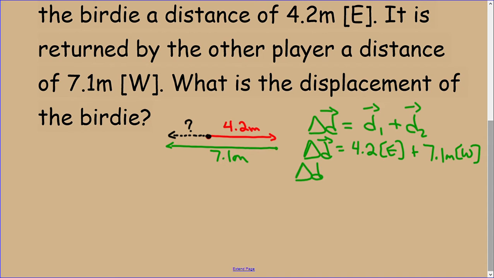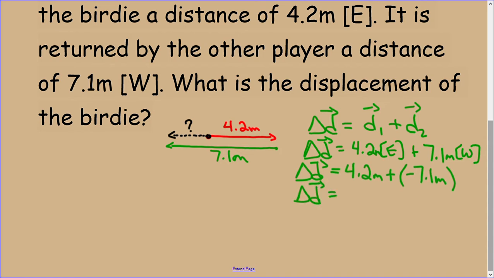And then our change in displacement, I'm now going to get rid of the direction, and wherever I have a west and a south, I'm going to put my negatives in. So 4.2 meters, positive value, it's heading east, plus, and then I've got a negative 7.1 meters because it's heading west. So I know that I need to subtract these two terms.